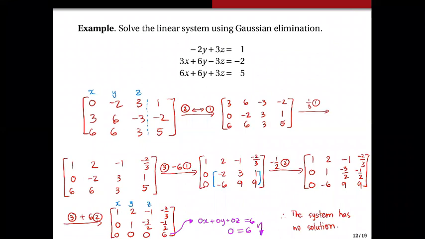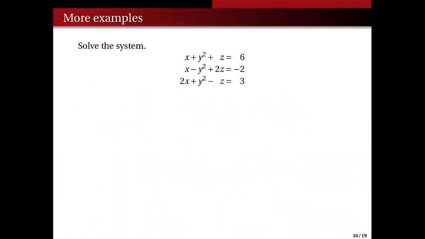Let's work on the next example. So for this, look at this. You have x plus y squared plus z equals 6. X minus y squared plus 2z equals negative 2. 2x plus y squared minus z equals 3. So as I have mentioned, this is not a linear system because of this y squared. Okay? Let me check something.